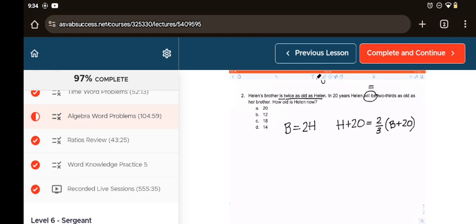If we would have left it at B, guess what? We would be saying she's 2/3 her brother's age now. And that's not what we want. This is a scenario that's 20 years in the future.